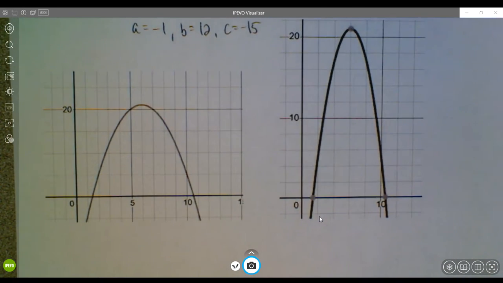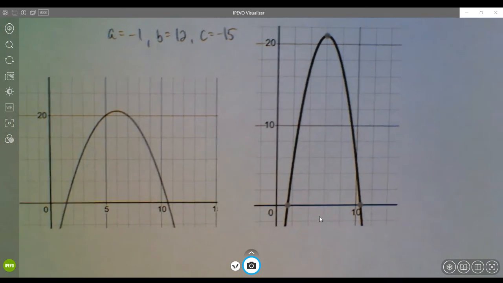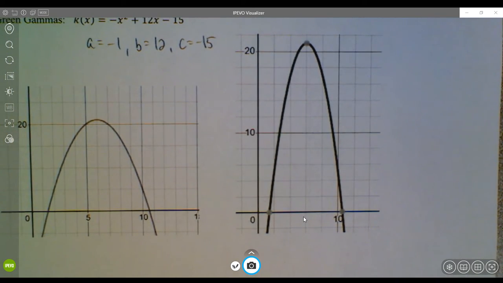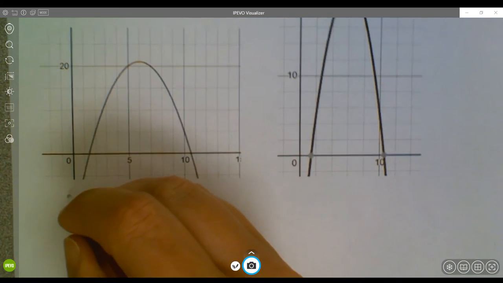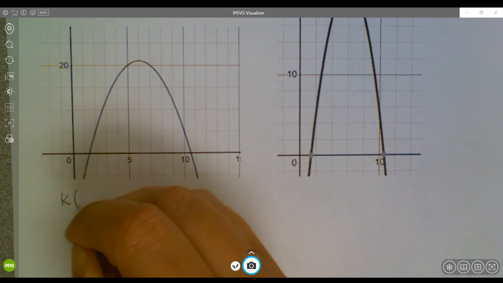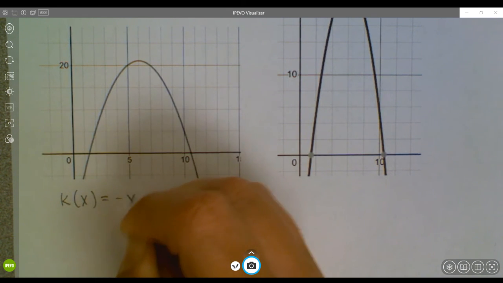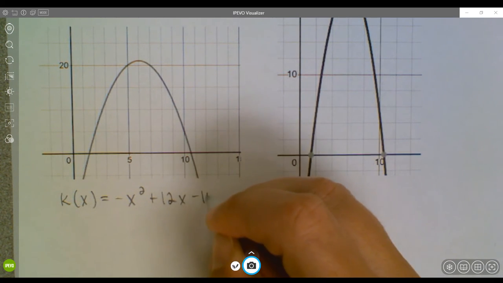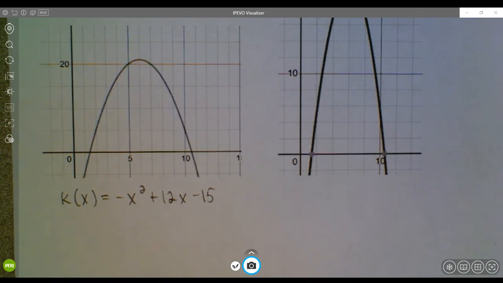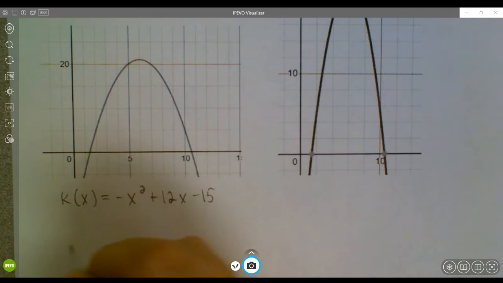Okay, so I'm going to take this information. I'll put this down here, but I want to refer back to the graph, so I'll keep everything handy. So let me rewrite this. Our function is k of x equals negative x squared plus 12x minus 15. We've already assigned our A, B, and C.